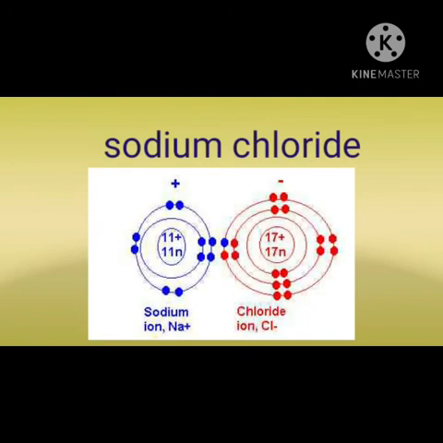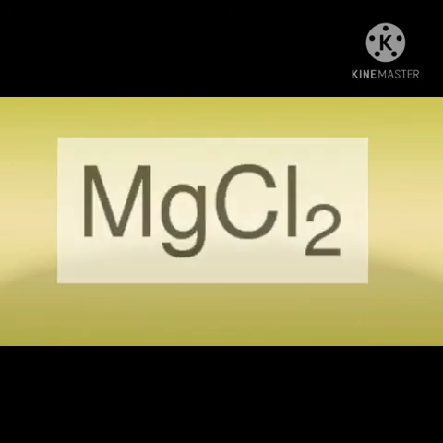It is an ionic bond. Now we observe the formation of magnesium chloride. Magnesium chloride is formed from the elements magnesium and chlorine. In this also we observe three steps: first, cation formation, anion formation and the compound formation.